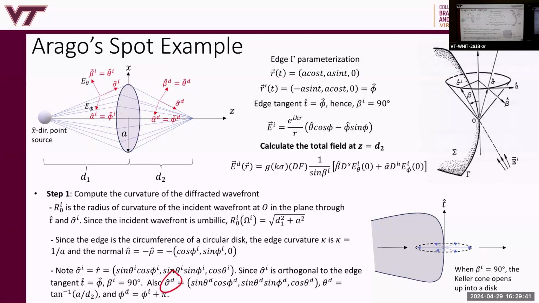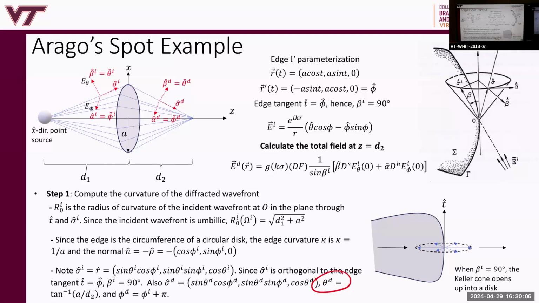And sigma diffracted now is this vector here. Sigma diffracted, that vector, if you translate it to the origin, is like that. But that we can also write in the spherical coordinate system. So we just say sigma hat is r hat diffracted, so it has its own angles.